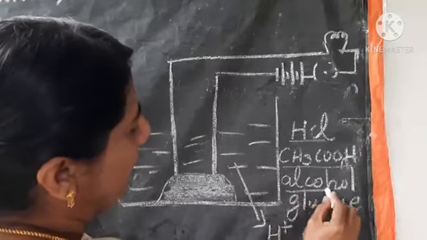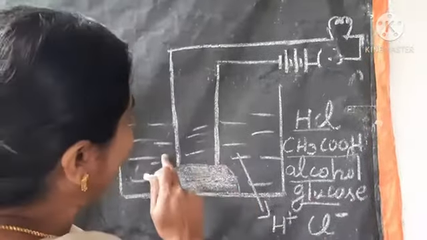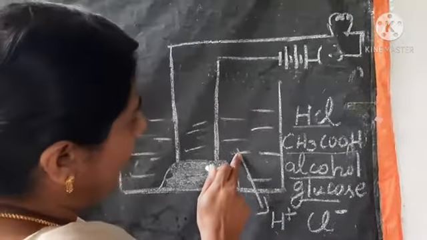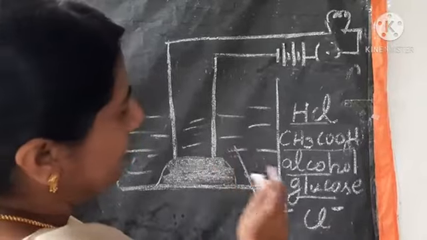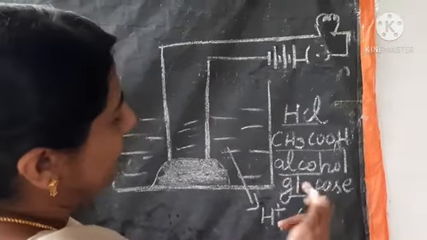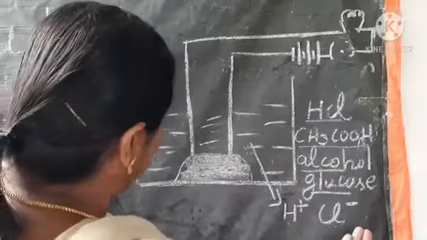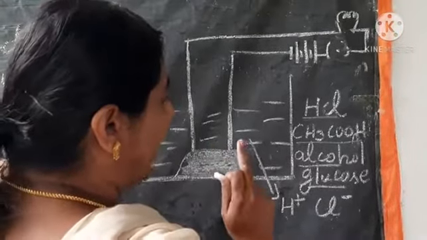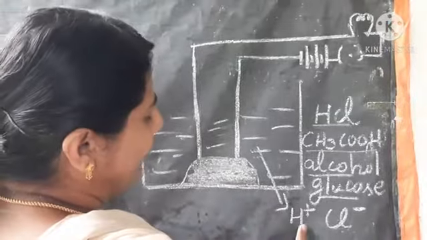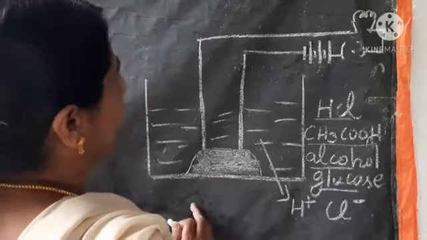Okay, what about alcohol and glucose? When alcohol and glucose are taken here as the solution, the bulb will not glow, and it shows that the substances are not ionized. That means they are not changed to give anion and cation. Electricity will pass only through the ionized solution alone. Okay, it is an experiment.